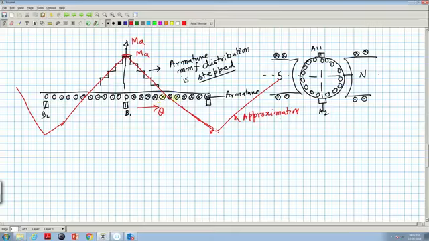Welcome to the next class. We are discussing armature reaction, and in our last class I told you how to find out the armature MMF distribution along the air gap.